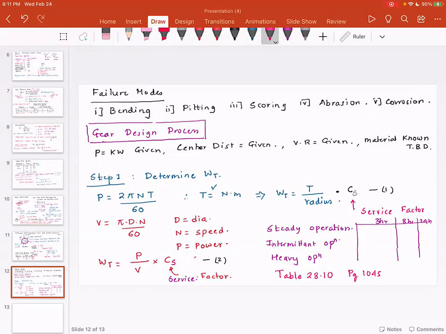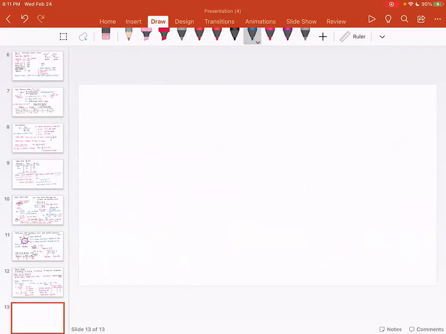The next step, step 2, is determination of gear dimension, specifically the module, which is m. And module is the most important design parameter in a gear. A quick recap: module is equal to the pitch circle diameter of the gear divided by the number of teeth.